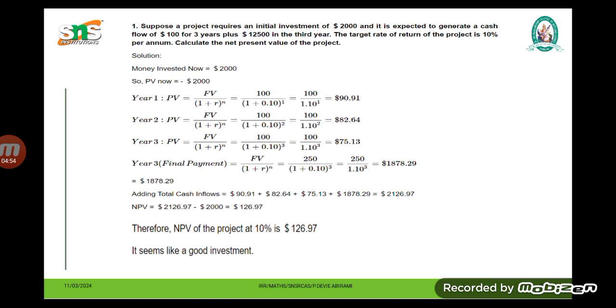We know the formula of present value. I am calculating it for 1, 2 and 3 years. The final year is calculated. The value is 1878.29. If I subtract it from my original 2000, I will get the profit of 126.97. It seems like a good investment. This is how we have to choose our project and invest our money for our future savings.